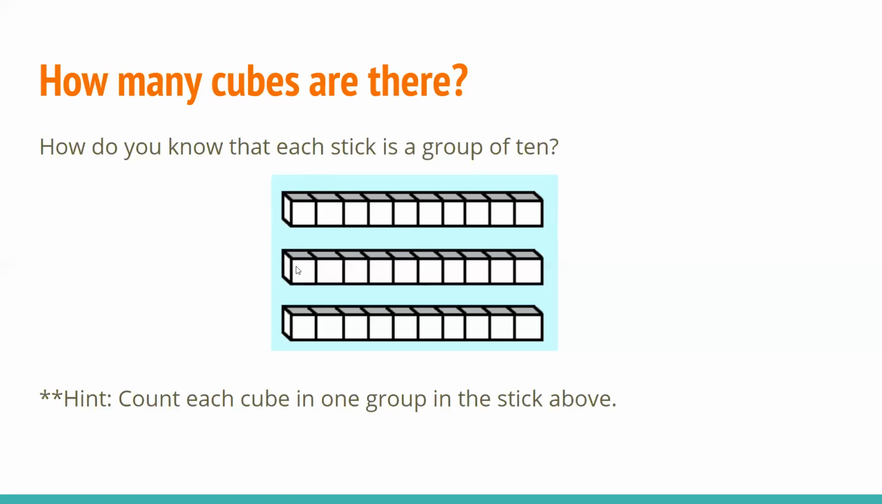Let's try the next one. 1, 2, 3, 4, 5, 6, 7, 8, 9, 10. This is also a group of 10. Let's look at the last one. 1, 2, 3, 4, 5, 6, 7, 8, 9, 10. So in answer to the question, how do you know that each stick is a group of 10? It's because each stick has 10 ones cubes in it.